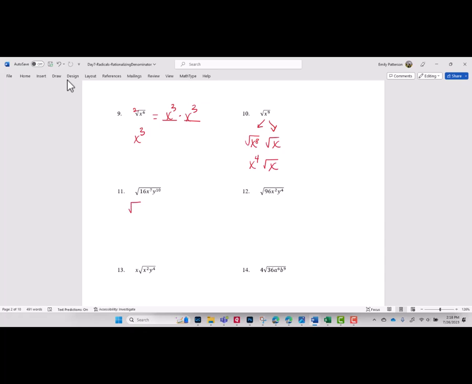Let's look at this one. We're going to take the square root of 16, the square root of x to the 7th, and the square root of y to the 10th. The square root of 16 is a perfect square. We can go back onto that chart. Now x to the 7th is not a perfect square. It is not an even exponent, so I've got to break it into what I can take the square root of and what I cannot.